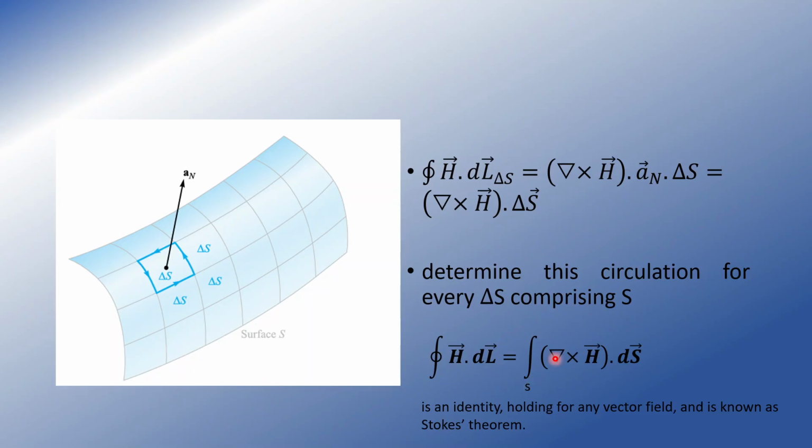So Stokes theorem is a vector identity holding for any vector field, and it states that the line integral of the magnetic field intensity around a perimeter is nothing but the surface integral of the curl of that magnetic field over the given surface area. How to apply this Stokes theorem in the numericals, and how do we evaluate both sides of the Stokes theorem, we shall see in the upcoming video.